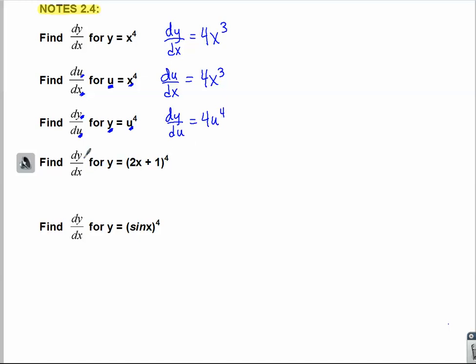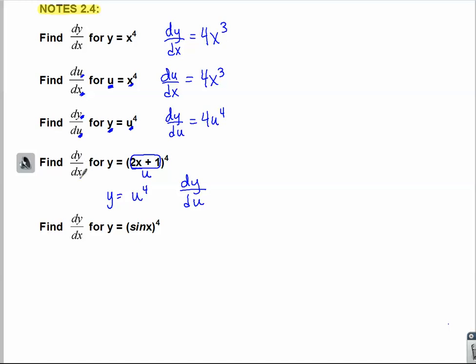What about this one? The derivative of y with respect to x. Well, this time I have something else besides x to the fourth. So let's think of this like u. So let's think of it like it's y equals u to the fourth. This is a composite function where there's a function, 2x plus 1, inside another function, u to the fourth. So to take the derivative of a composite function, we have to think of first taking the derivative of the outer function, or rather first taking the derivative of y with respect to u.